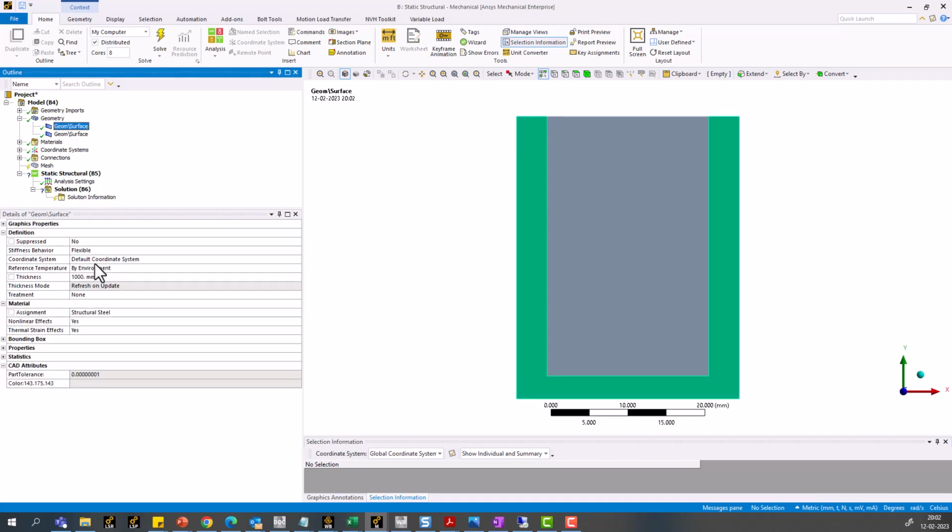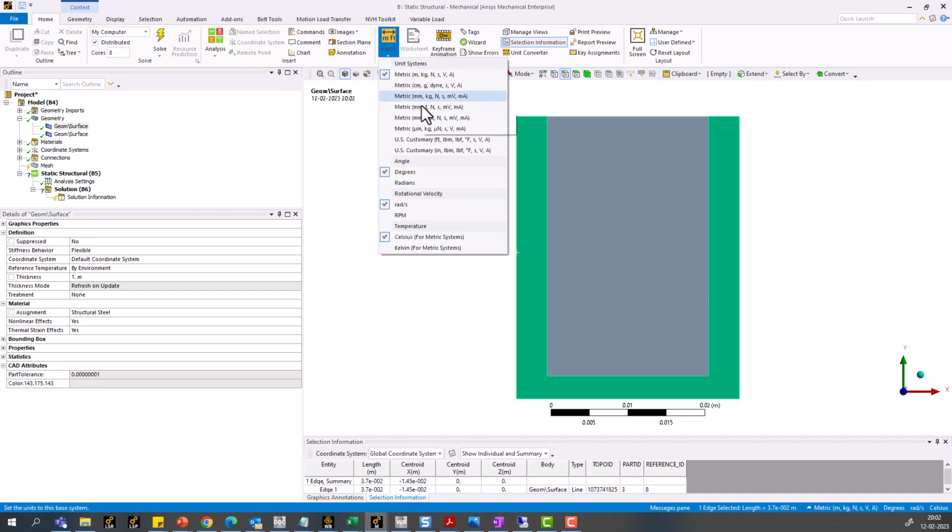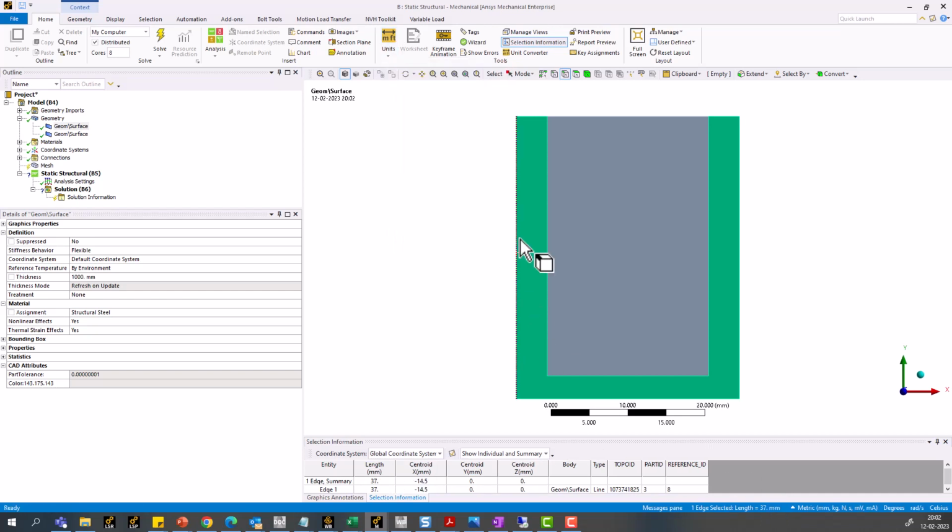Now the next thing is that you can check the thickness values. So here we can see the thickness values are something that is getting used in the metric system, like 1 meter. But if I change this unit system back to mm, I can see the length is 37 mm. So it doesn't make sense that I'm going to use a 1 meter thickness for any plane stress type of model. So if it's 37, let's take a rough value of 0.1.